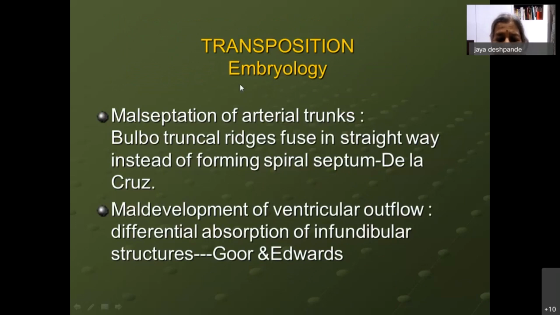So what is the basis of the embryology? It is primarily related to malpositions of the arterial trunk. Now, the outflow, as you know, is formed by the fusion of the bulbotruncal ridges. And instead of forming a spiral septum, they fuse in a straight way. This is the theory of de la Cruz. However, Gore and Edwards believe that there is maldevelopment of the ventricular outflow and differential absorption of the infundibular structure.